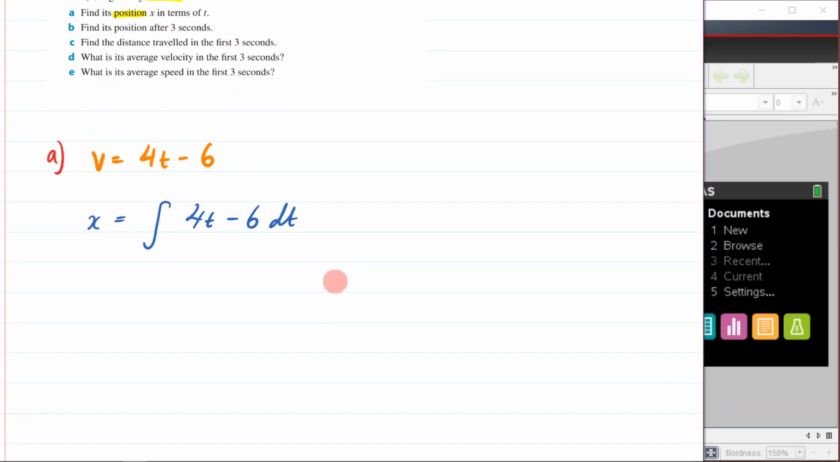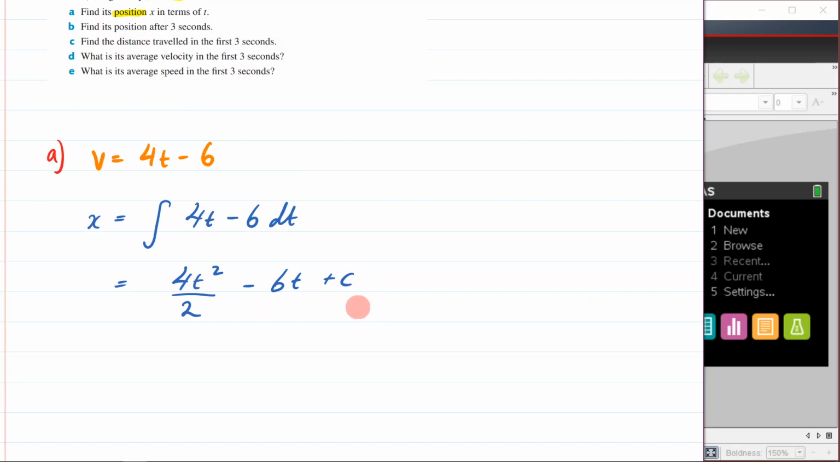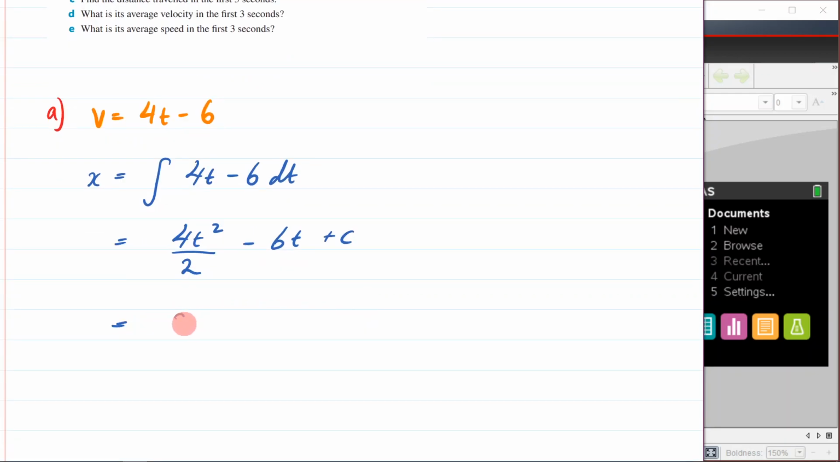Then remember the way that you do this, you add 1 to the power, you divide by that, and then this will just become 6t. And then also remember you have to plus on a constant there. So that means I'm going to end up with 2t squared minus 6t plus c.